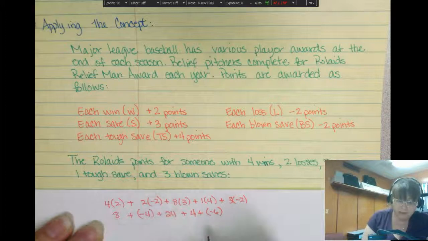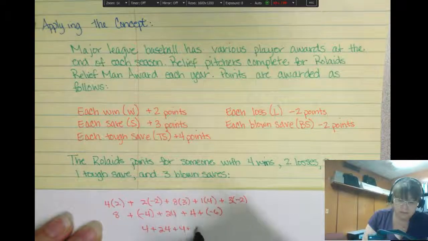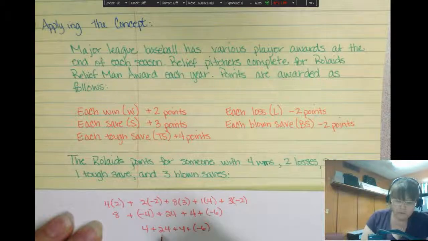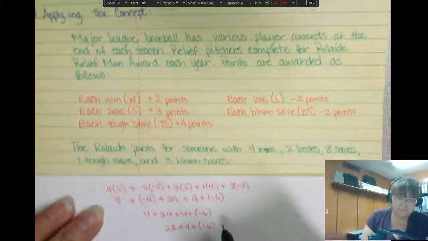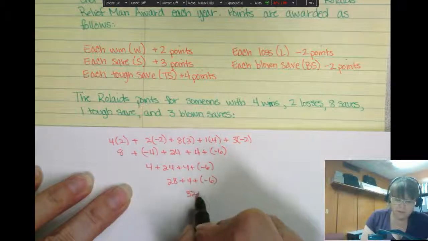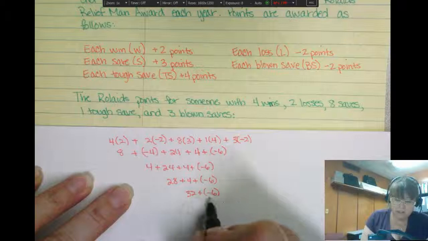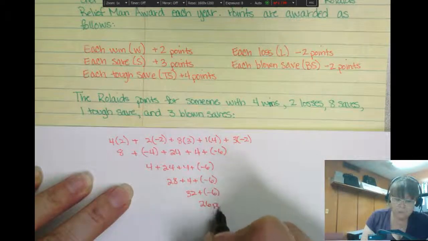Now I'm going to combine all of these. 8 plus -4 is 4. Plus 24 plus 4 plus -6. 4 plus 24 is 28 plus 4 plus -6. 28 plus 4 is 32 plus -6. And last, 32 plus -6 is 26 points they've earned.